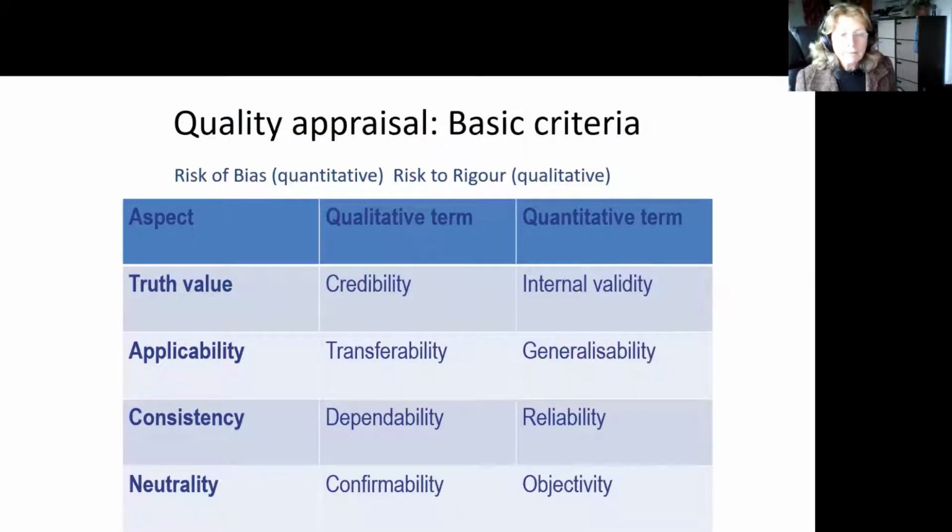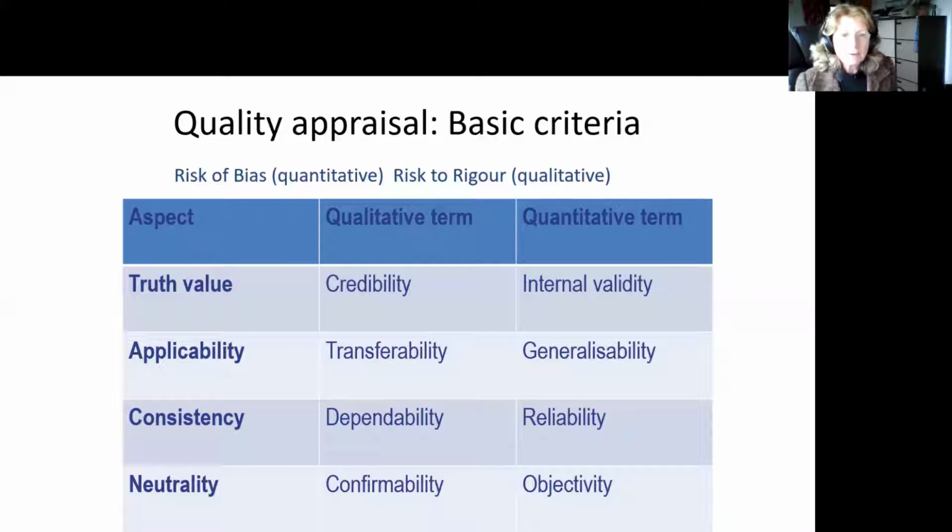So let's go back to some basics. We like to talk in the qualitative world about risk to rigor. That's what you're looking for. We like thinking about rigor, how rigorously the research has been conducted. And that broadly equates to the common terminology in the quantitative paradigm, which is risk of bias. There is a Cochrane risk of bias tool, but there's not yet a Cochrane risk to rigor tool. That is in development, and I shall tell you a little bit more about that later.